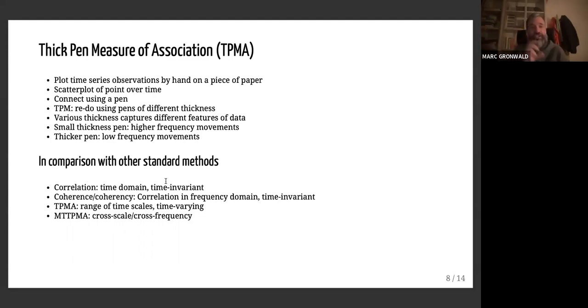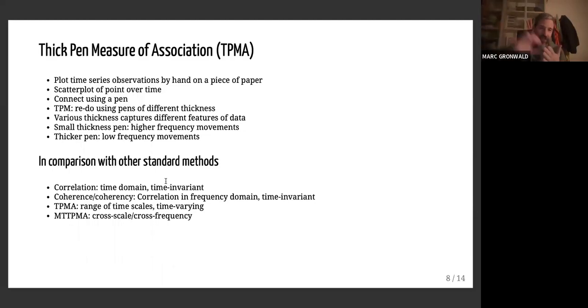That's clear, isn't it? So the thick pen measure of association is essentially redoing this exercise using pens of different thickness. So say you use a very fine pencil to connect your points. So that would be one way to do this. Yeah, so it goes up and down. Or you use something like a marker, like one of these you write on the whiteboard.